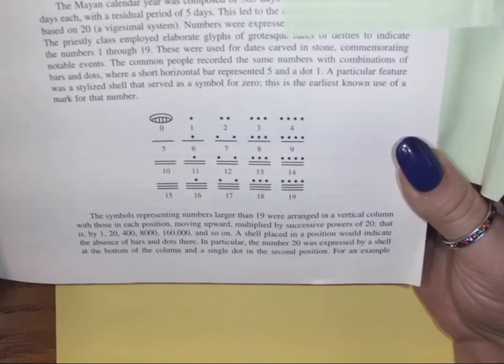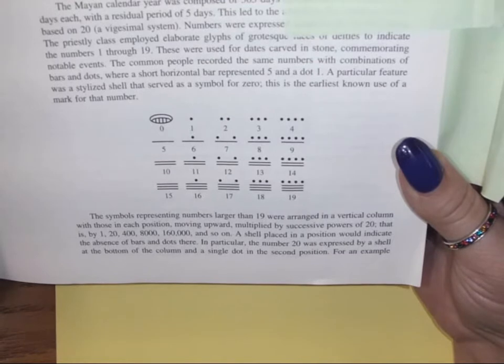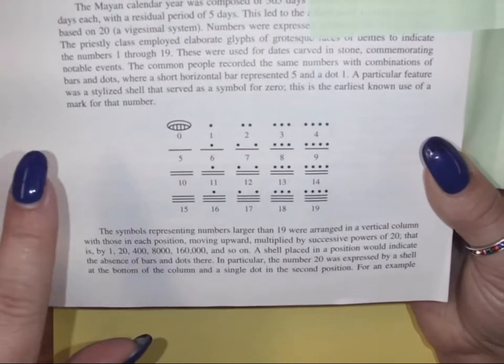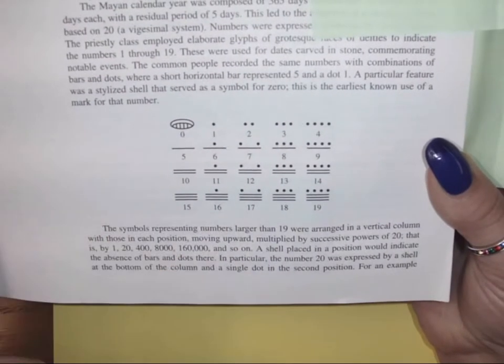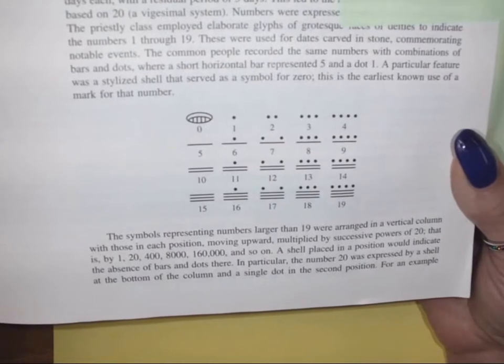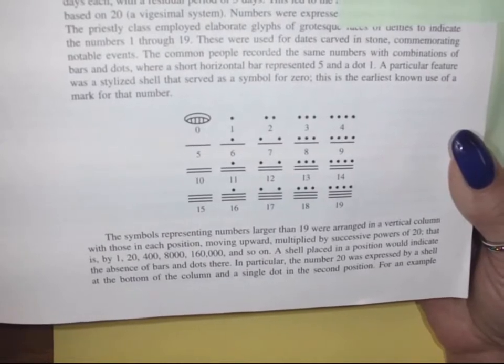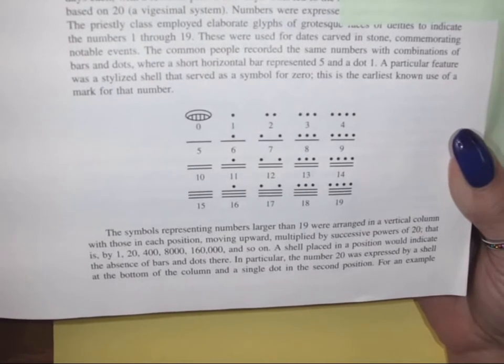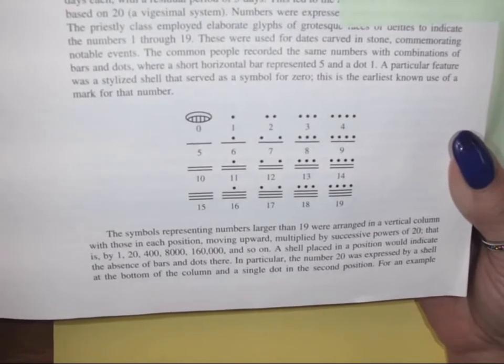The interesting thing about them is they're ancient Mayans, but yet they have a cool little shell symbol here at the beginning. You can see it. That represents a 0. Seeing that little shell symbol representing a 0 is actually pretty advanced for an early civilization to have a very nice system of their own.